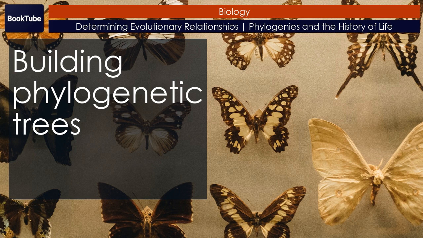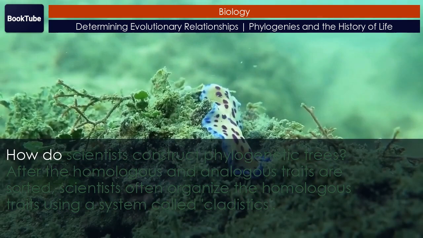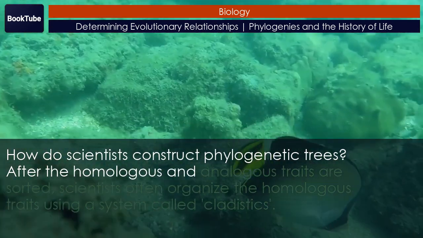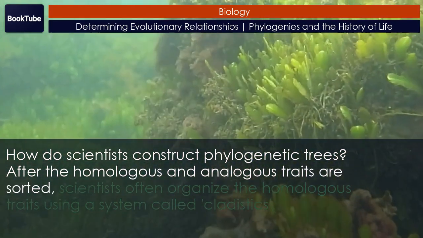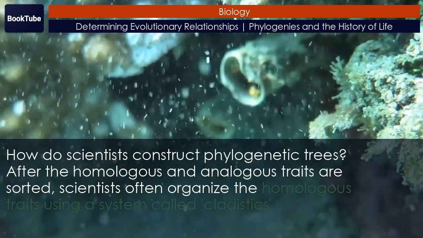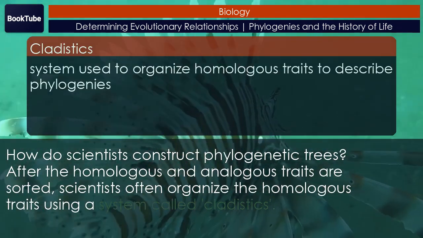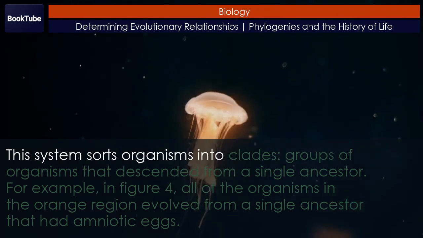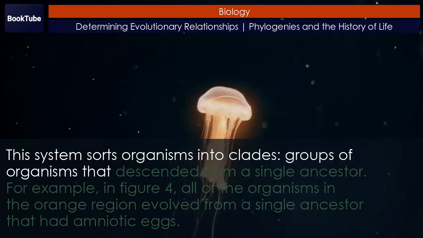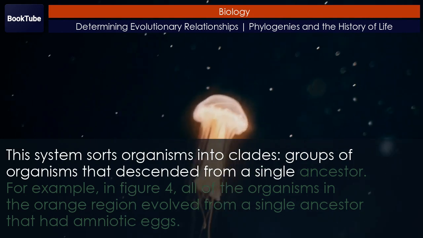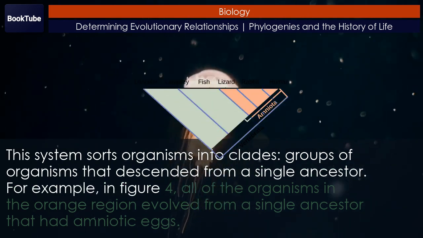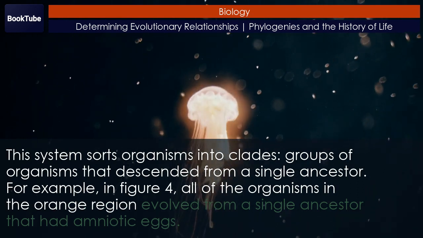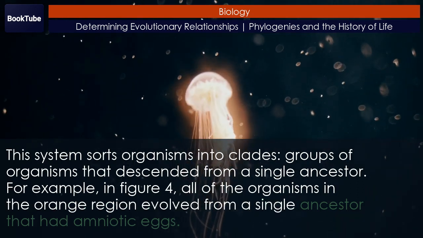Building phylogenetic trees. How do scientists construct phylogenetic trees? After the homologous and analogous traits are sorted, scientists often organize the homologous traits using a system called cladistics. This system sorts organisms into clades, groups of organisms that descended from a single ancestor. For example, in Figure 4, all of the organisms in the orange region evolved from a single ancestor that had amniotic eggs.